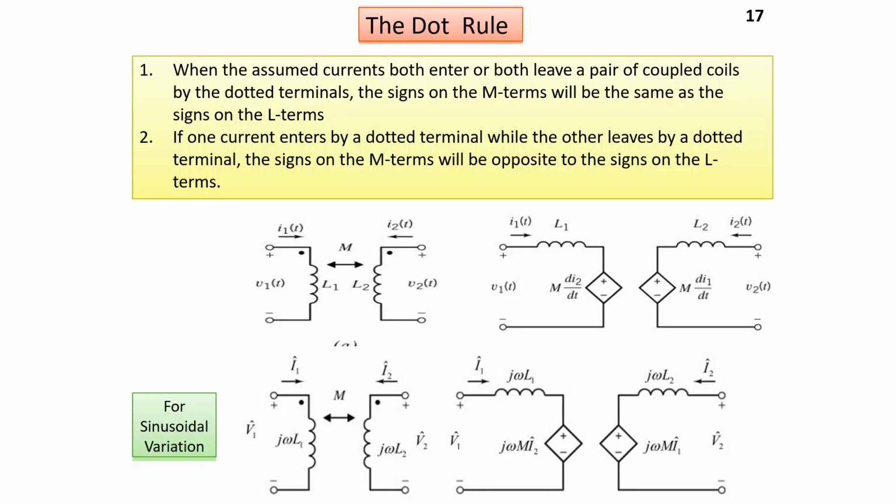Dot rule. When the assumed currents both enter or both leave a pair of coupled coils by the dot terminal, the sign of the M term will be the same as the sign of the L term. If one current enters by a dotted terminal while the other leaves by a dotted terminal, the signs on the M terms will be opposite to the sign of the L term.